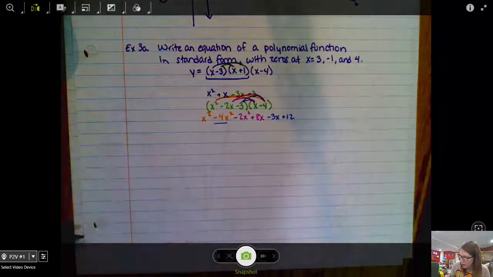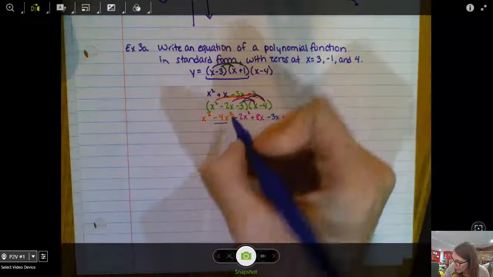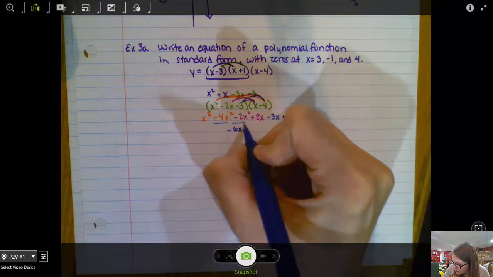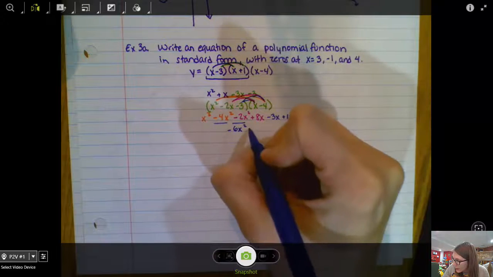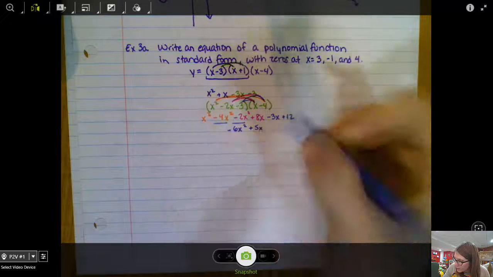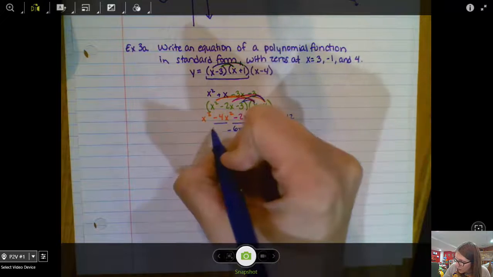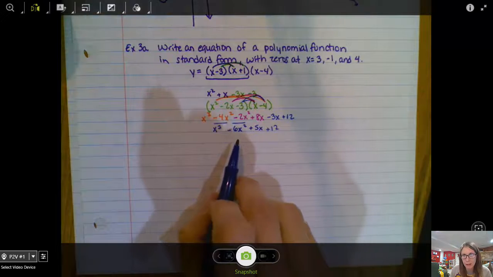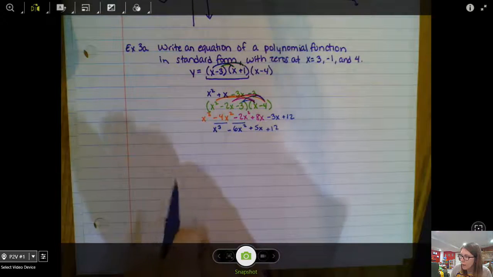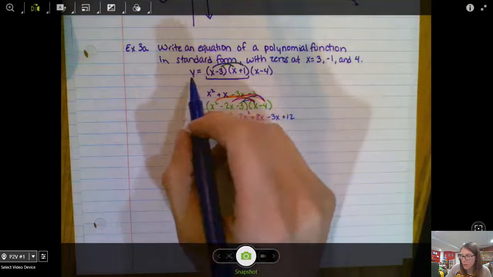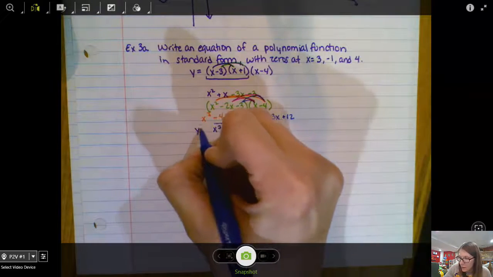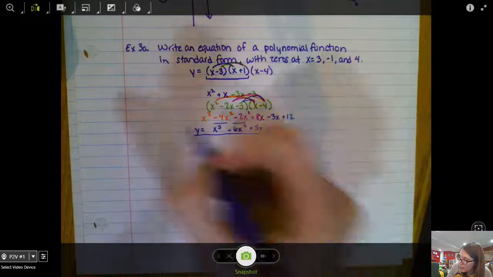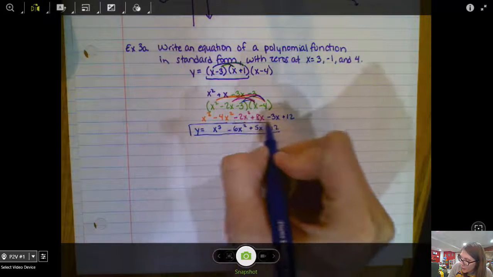Okay. I have a -4x squared, and I have a -2x squared, so this is -6x squared total. -8x minus 3x is plus 5x plus 12, and x to the third here. So x to the third minus 6x squared plus 5x plus 12. We have to add that y equals in though, because this is representing a polynomial function. But that gets us our equation of our function in standard form. Everything is listed out.